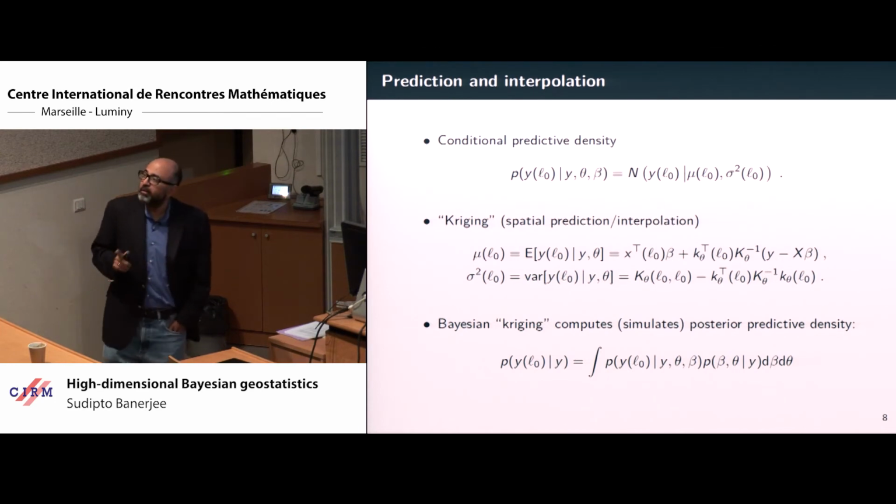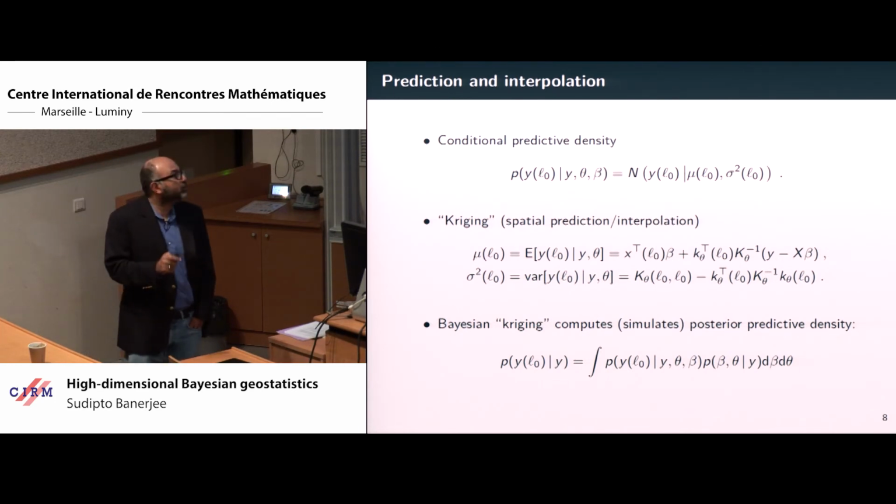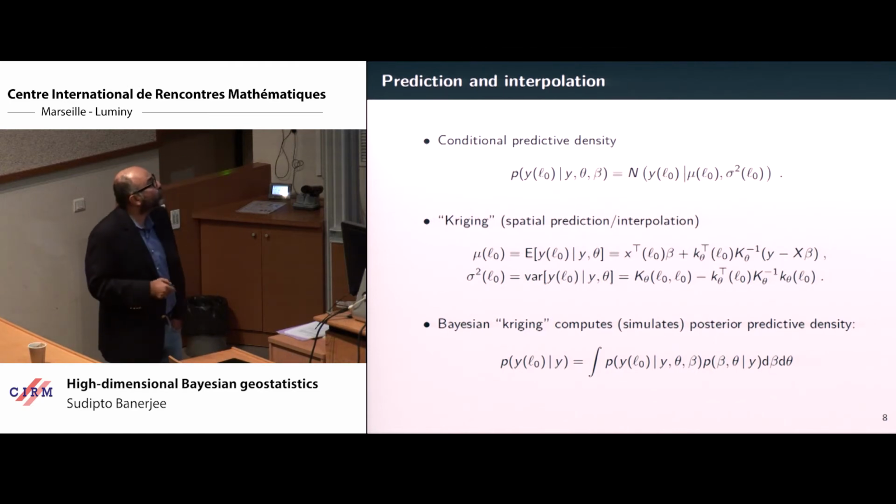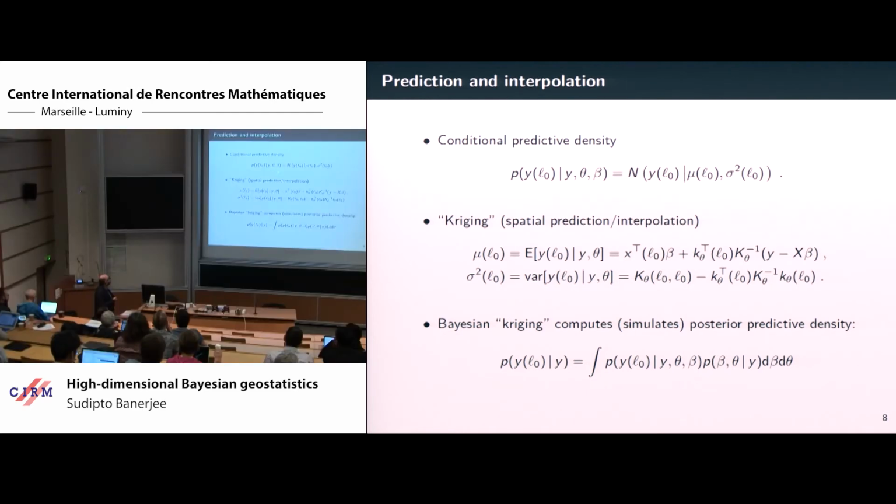There's one more important thing to keep in mind, which is prediction and interpolation. Again, simple distribution theory, multivariate normal, nothing more than that. When we want to predict at arbitrary locations or time points, you need this conditional predictive density to exist. This is why we need a process.